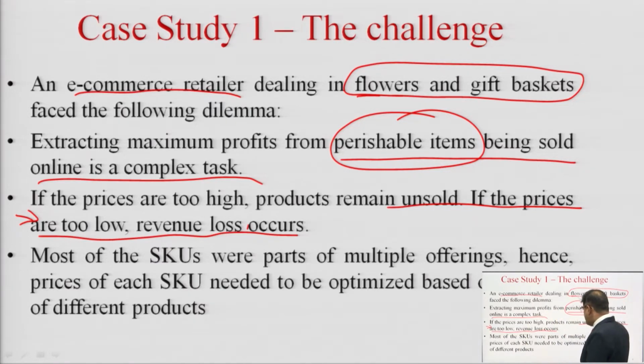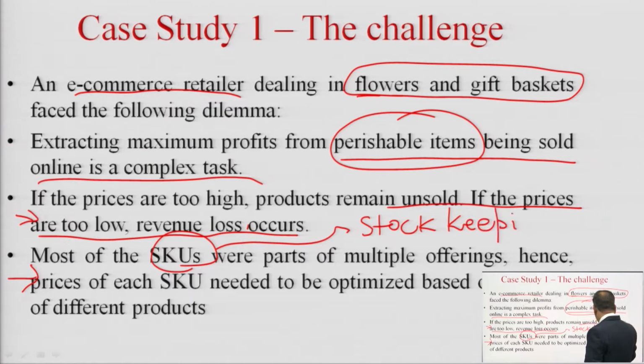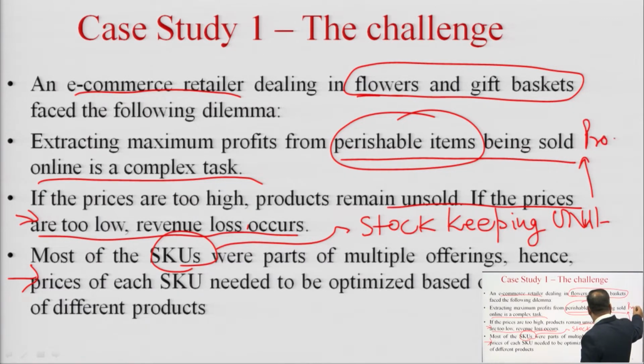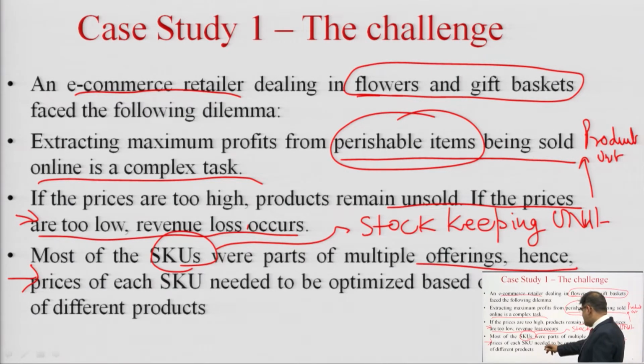Most of the SKUs were parts of multiple offerings. Now, this is one more challenge. SKU basically refers to stock keeping unit. So, SKU is the stock keeping unit, or the product unit, we can say. In retail parlance, it is called SKU. We can call it product unit. So, most of the SKUs were parts of multiple offerings, hence prices of each SKU needed to be optimized based on demand of different products.